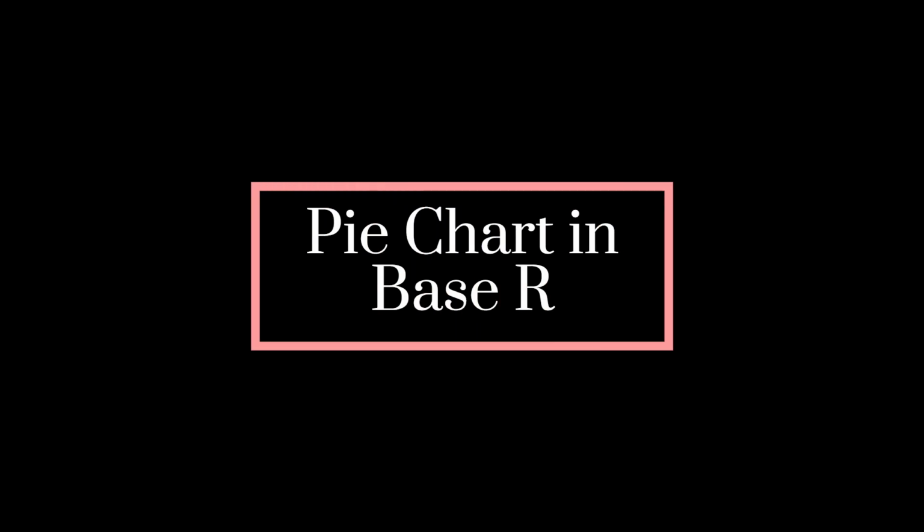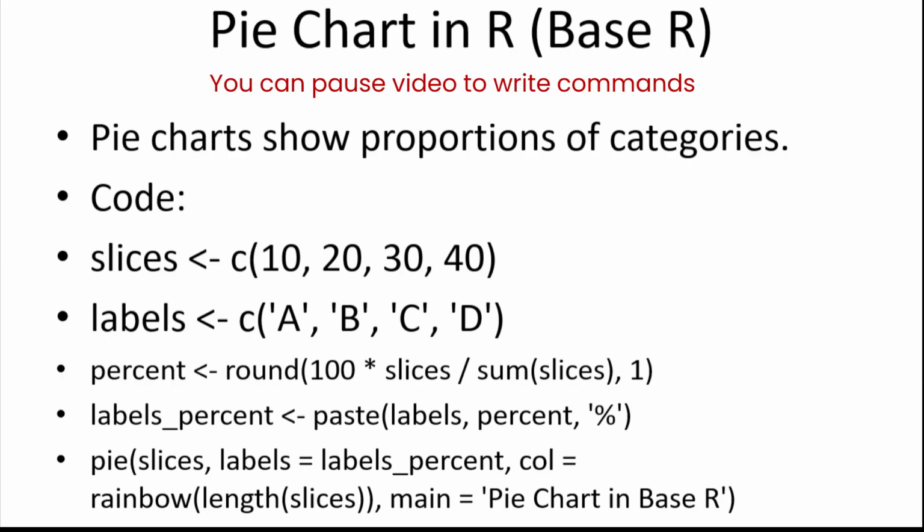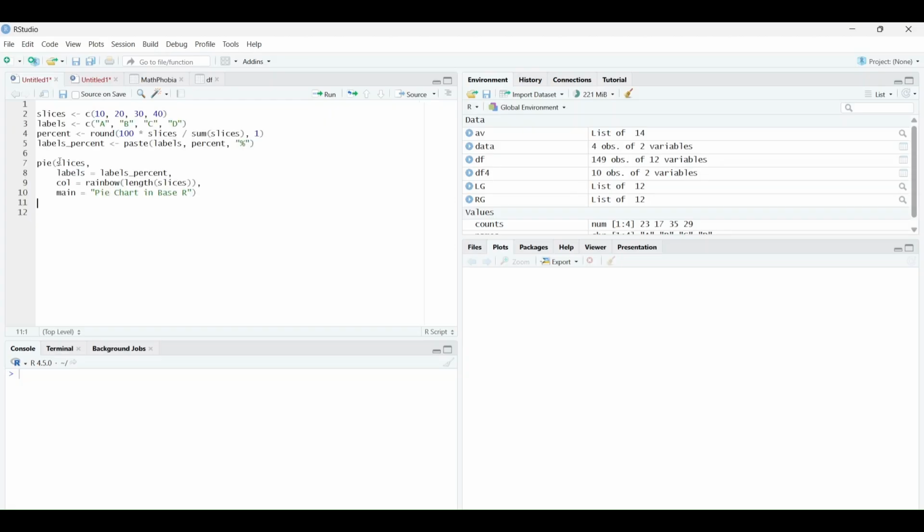Pie chart in base R. Next, let's look at pie charts using base R. First, we create the numeric values in slices and assign category labels in labels. Then we calculate percentages by dividing each slice by the total and multiplying by 100. The paste function helps us combine labels with percentages, giving a clear display like 25%.